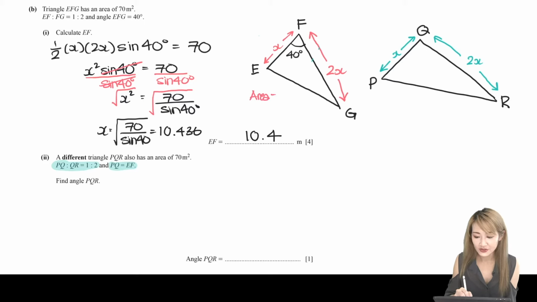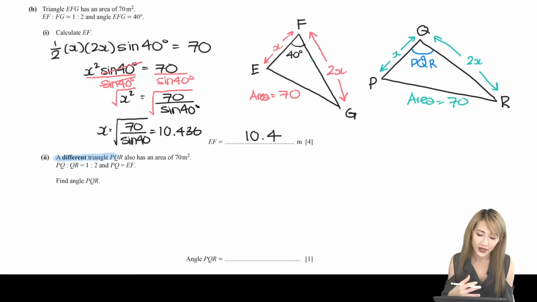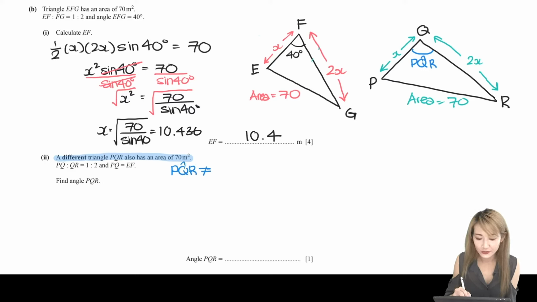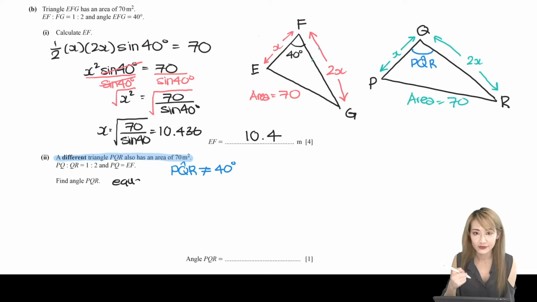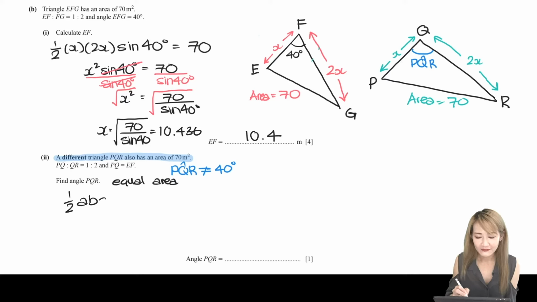And both of these triangles have an area of 70. But then it's a different triangle. So the angle PQR will not equal the angle EFG. Basically, it will not equal 40 degrees, but then it has the same area. So this means that half AB sine C for both triangles must be equal to each other because the area is the same.